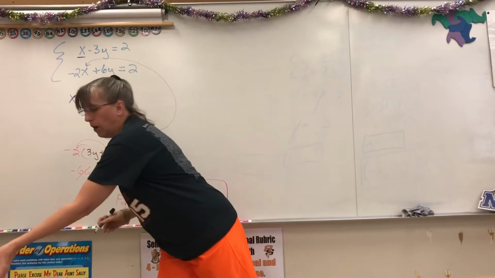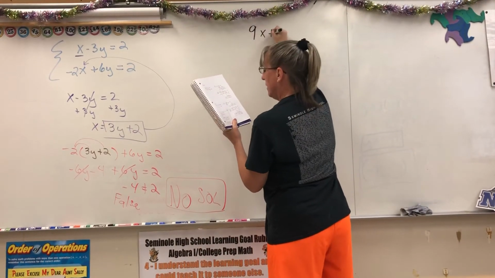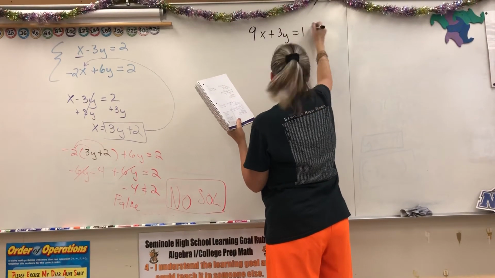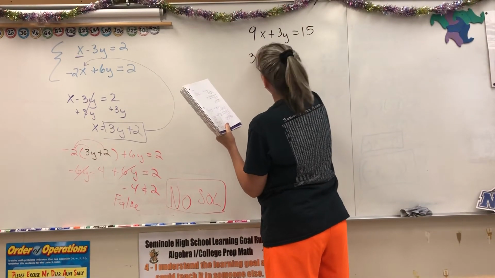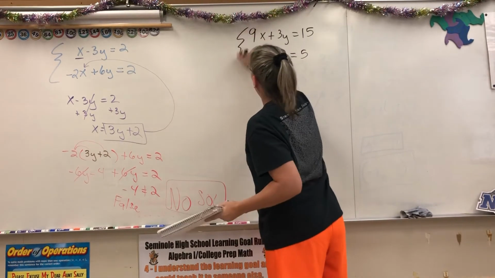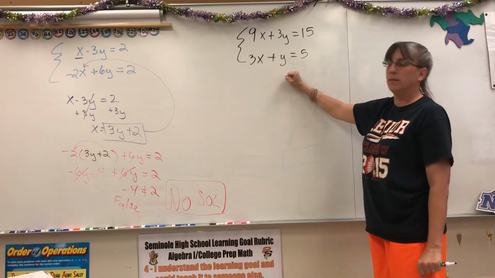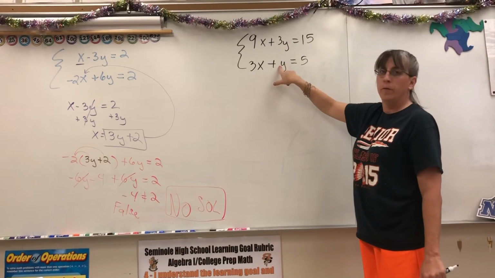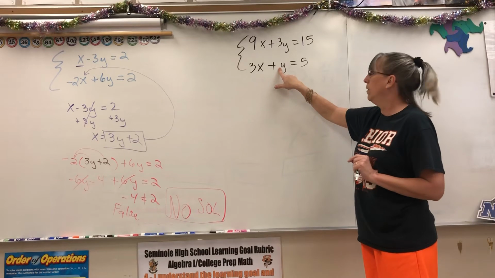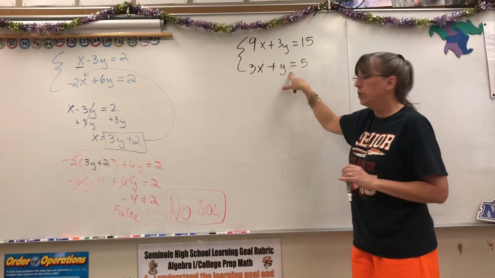The last problem is 9x plus 3y equals 15, and 3x plus y equals 5. Okay, here again, I'm going to look at my system, and I'm going to find the one variable with the coefficient of 1. The coefficient is the number in the front. So this is the equation I'm going to start with.